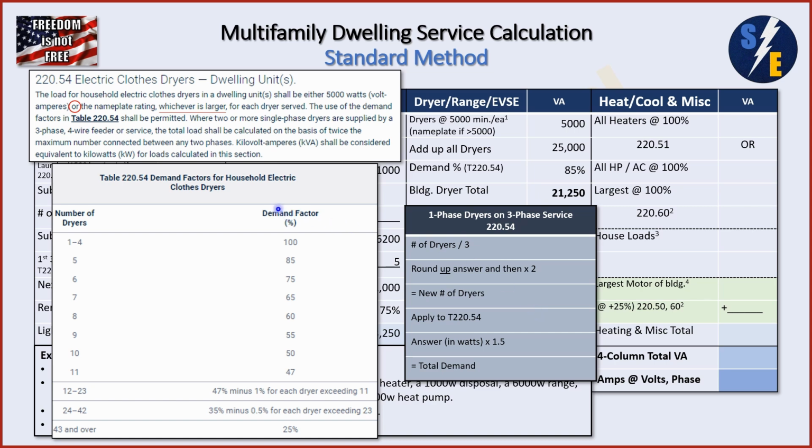Now, one last thing, it says kilovolt-amperes or kVA shall be considered equivalent to kilowatts for loads calculated in this section. Okay, they're just telling you what we all do pretty much anyway in calculations, which is we substitute kVA and kilowatts and use them interchangeably, because for our intents and purposes here, it doesn't make enough of a difference to be significant. So they're just acknowledging that.